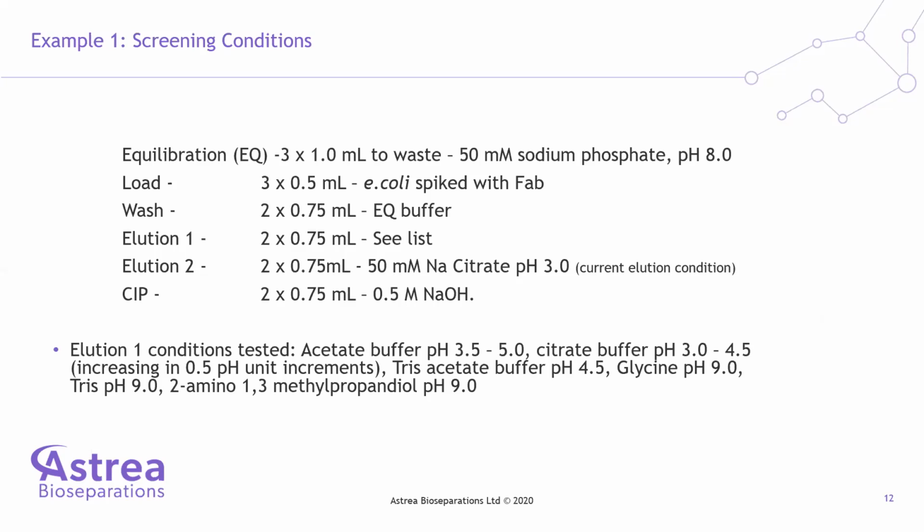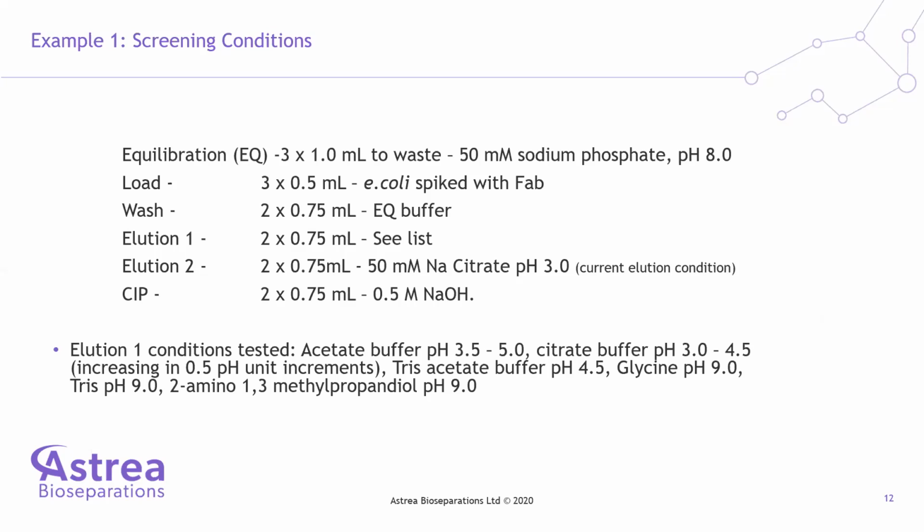So we loaded our column as we normally would, equilibrating with phosphate at pH 8, loading the E. coli, and then performing the post-load wash. The first thing that we did was then test our range of different elution conditions. The different elution conditions that we were testing in this experiment were based on previous knowledge that we had from other experimentation that we had done, which was giving us an idea of what and where we needed to look.